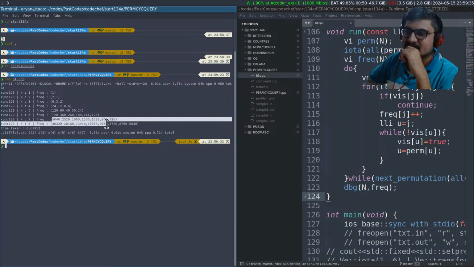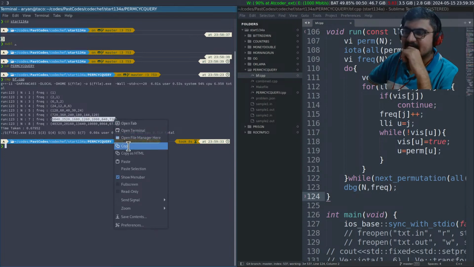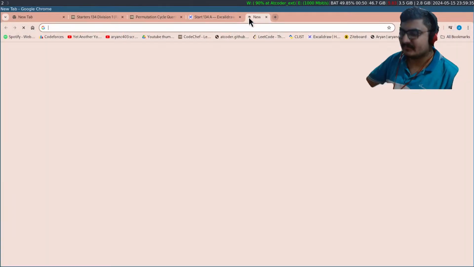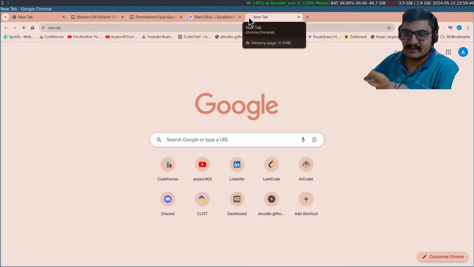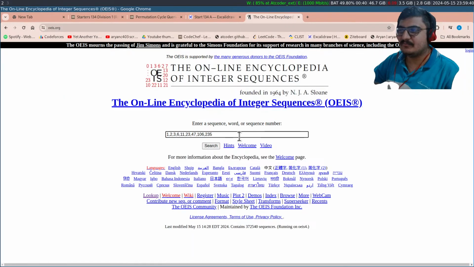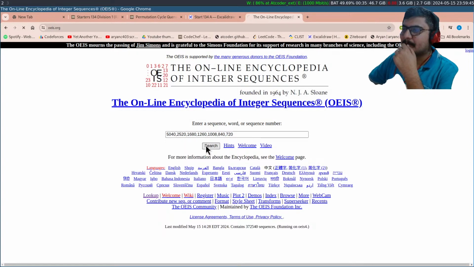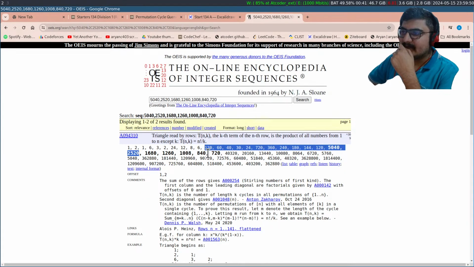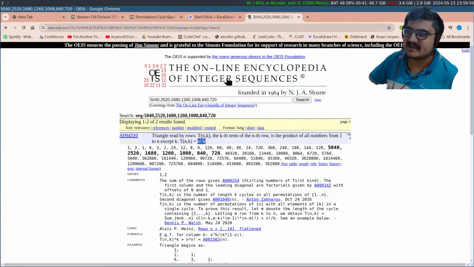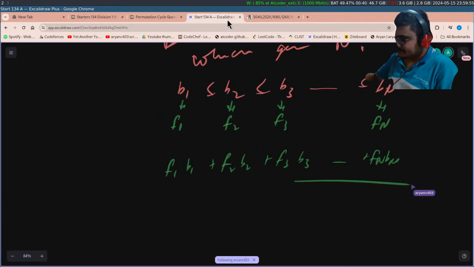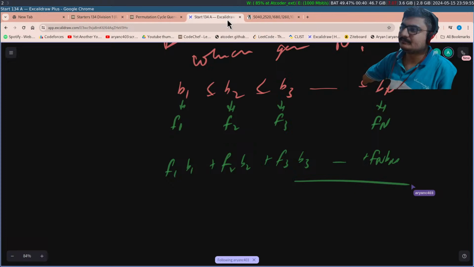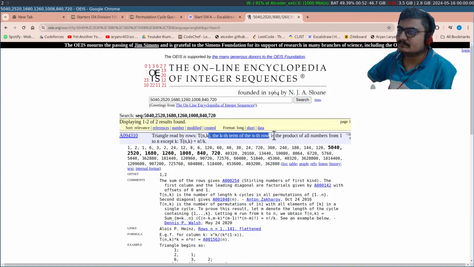And the next thing I did was I just added these numbers directly on the OEIS here. It's a website where, if you have some sequence of numbers, you can try to find a general formula for it. And it directly gave me that for the kth smallest element, the multiplying factor is n factorial by k. Kth term on the intro product from 1 to n except k, and tk is n factorial.